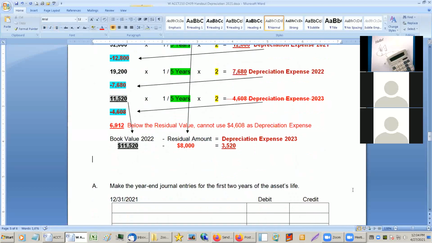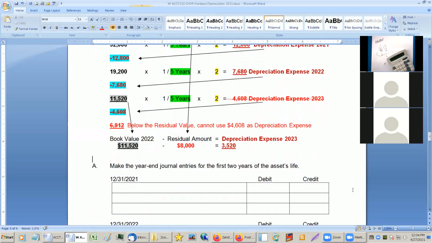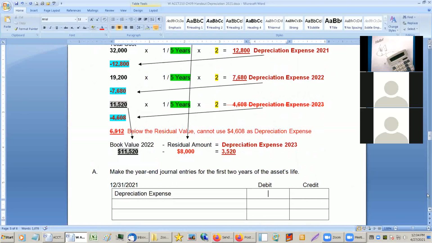All right, well, let's fill this in here. So first year depreciation expense of 12,800. Okay, so that's just those up there.